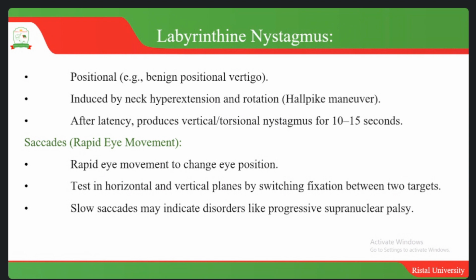And that means we need to understand the different conditions that patients present, especially now in relation to the nervous system. So after latency it produces a vertical or torsional kind of nystagmus for 10 to 15 seconds. The torsion is just that twisting kind of movement, and remember this is benign, and in most cases it may even cause more harm to our patients, and some of them may end up having a loss of sight, where they are not able to see well.